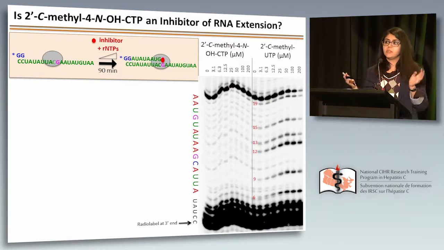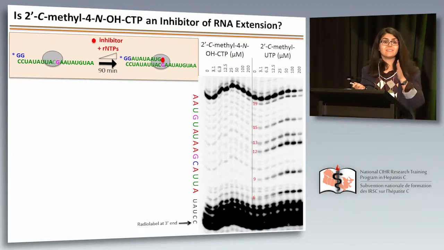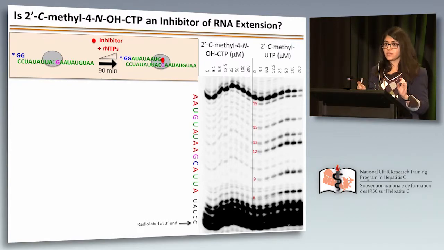And here it's a very similar theme in terms of the experimental setup. The only difference is that we incubate increasing amounts of the inhibitor at the same time as natural nucleotides. Okay, so the natural nucleotides are competing with our inhibitor.